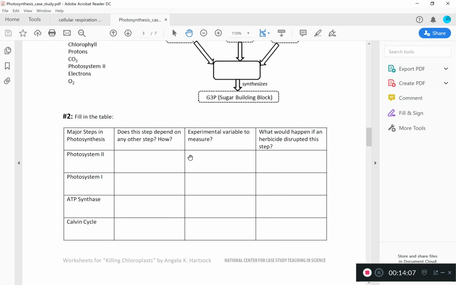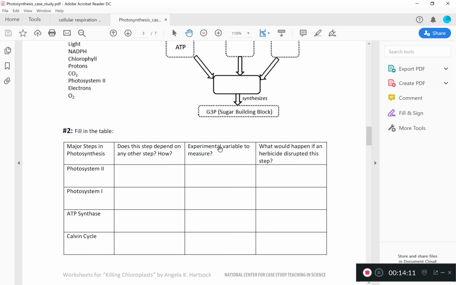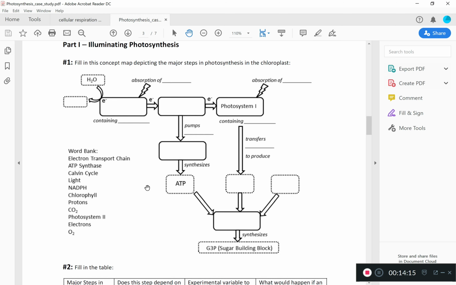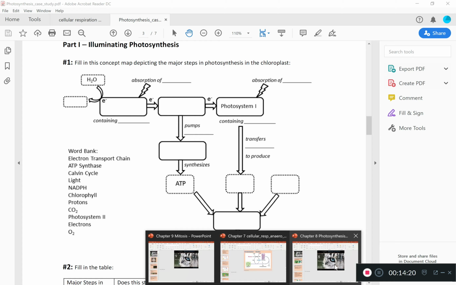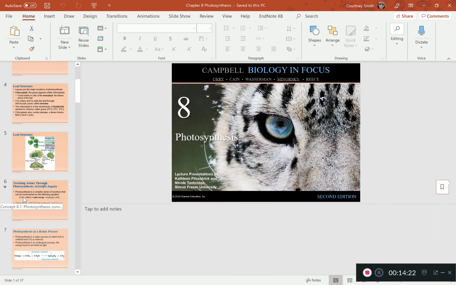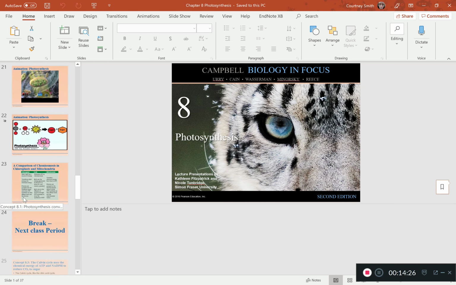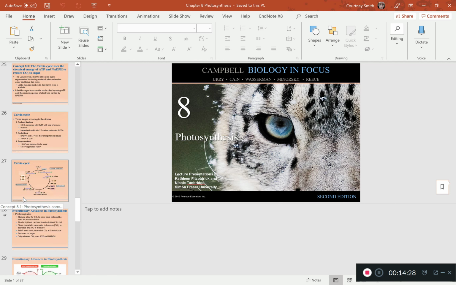And then after that, it says talk about the Calvin cycle. So the Calvin cycle was not shown on this. This is solely the light dependent reaction. So this is only including the photosystems. But with that, let's go ahead and pull up the slide that goes over the Calvin cycle, which is right here.